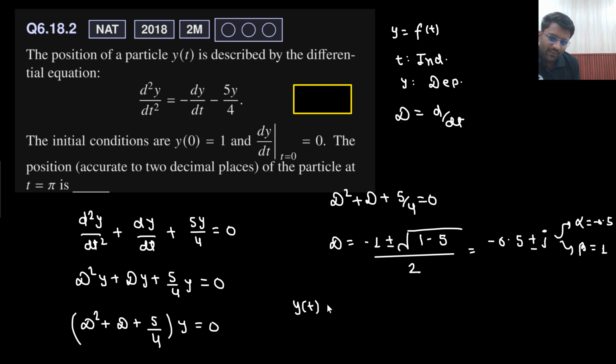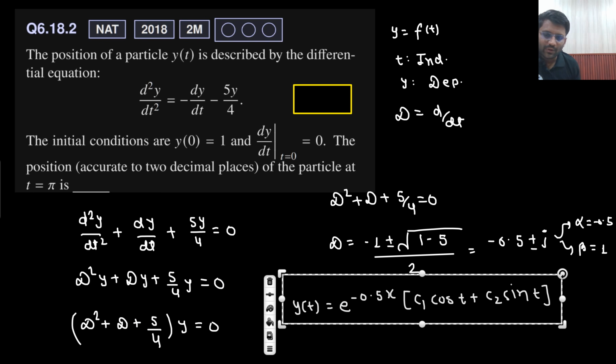Sir, y of t will come out to be e to the power alpha x we used to put. What is the value of alpha? The value of alpha is coming out to be minus 0.5. Then c1, value of beta is 1. So c1 cos beta x, in place of x we will put t, plus c2 sin beta t. That's the answer that we are getting. In place of x, what we will put? We will put t. We are habitual with x, but we will put t here.